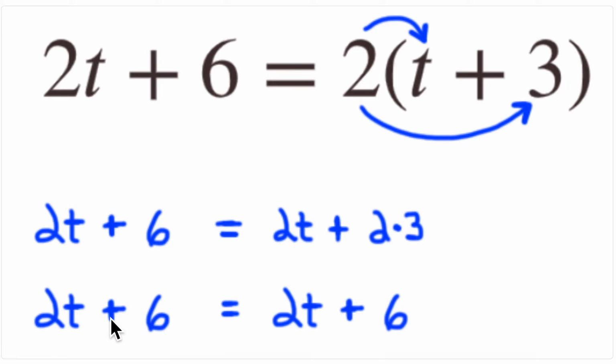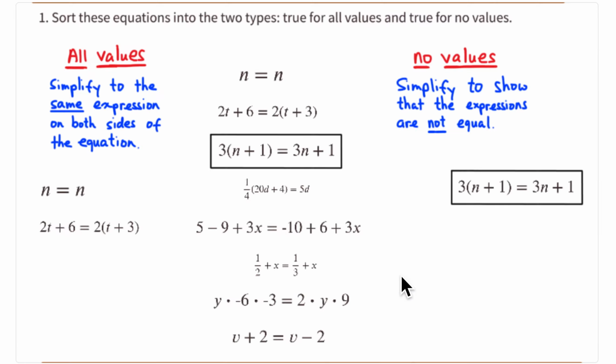So now you can write each of these as separate equations for lines. y equals 2x plus 6. y equals 2x plus 6. We'll get into the graphing a little bit later in this lesson. I'm not going to graph these now.